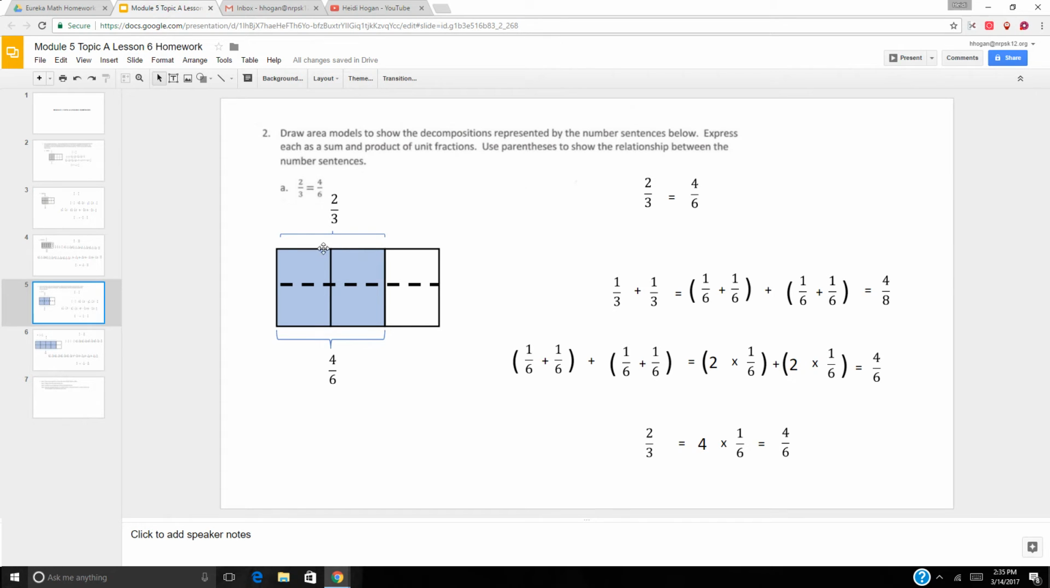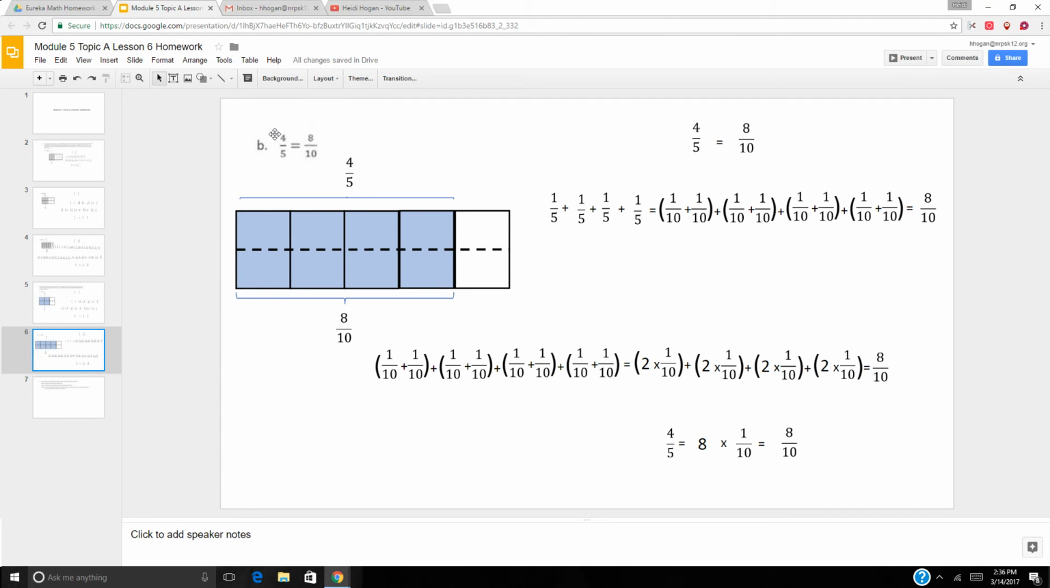So 2 thirds, 1/3 plus 1/3, is 1/6 plus 1/6 plus 1/6 plus 1/6, which gives us 4/6. Oh, typo. Again, I'm going to know if you copied or if you're listening, because this is a typo. It should be 4/6. Okay, so that means 1/6 plus 1/6 plus 1/6 plus 1/6 equals 2 times 1/6 and 2 times 1/6. Or 2/3 equals 4 times 1/6.